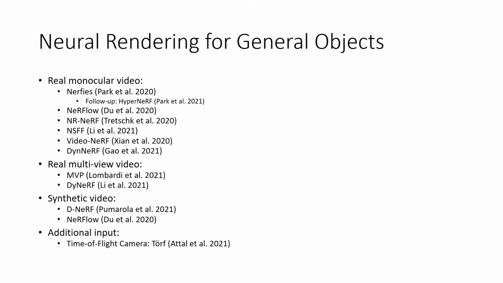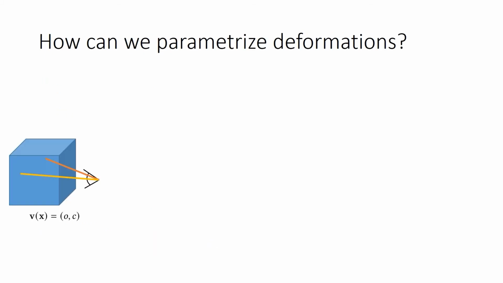These mostly consider real monocular videos as input. There are also several other works that use slightly different input settings, like multi-view or time-of-flight sensors. So, how can we add deformations to NeRF? Recall that NeRF represents a 3D scene as a function that maps any 3D point to its opacity and color. This mapping is implemented by an MLP.